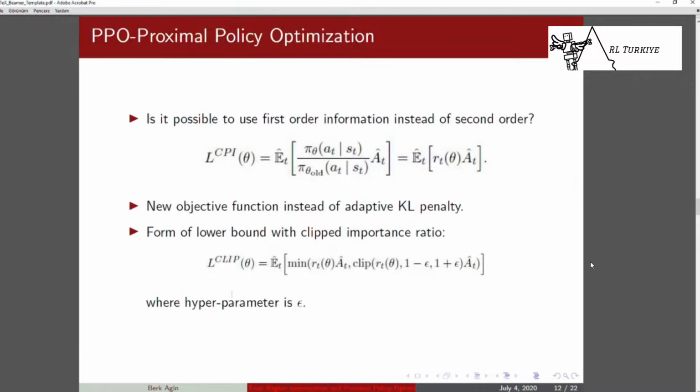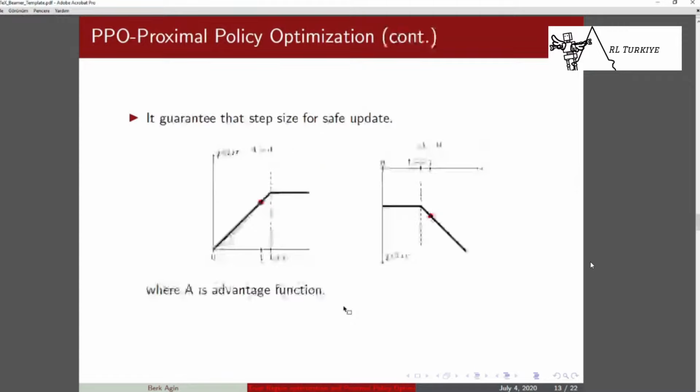The hyperparameter is epsilon. This is a new parameter that we use instead of the delta, as you can see in the previous slides. It guarantees the step size for a safe update, like other constraints, but this is simpler than the other one.